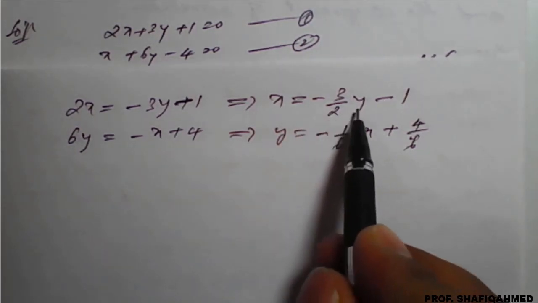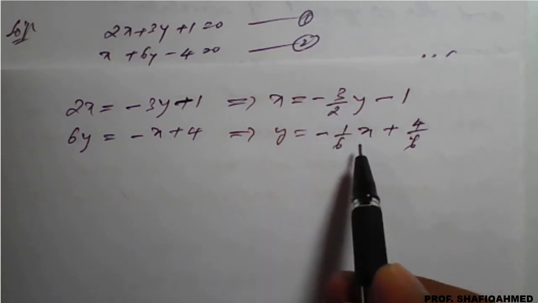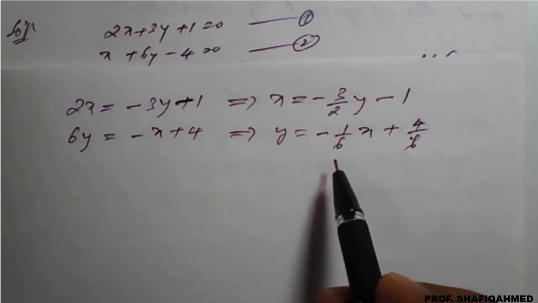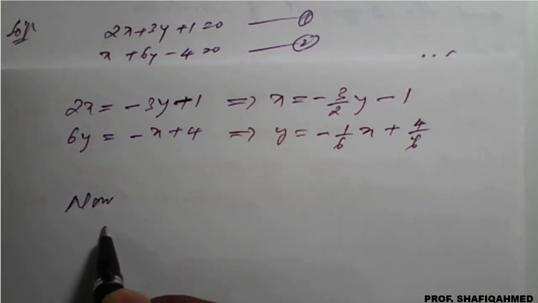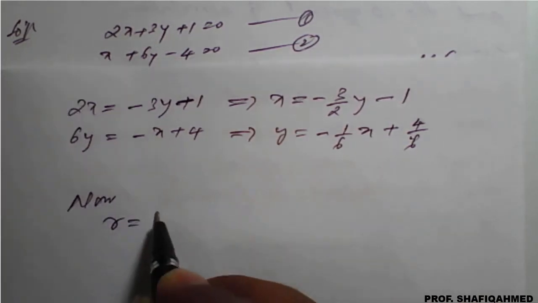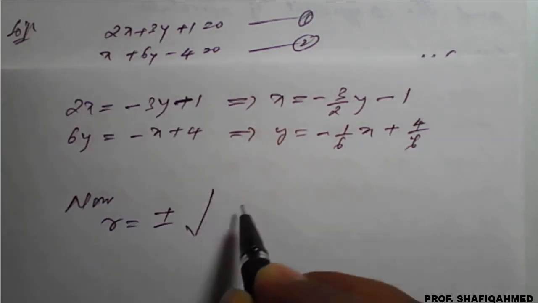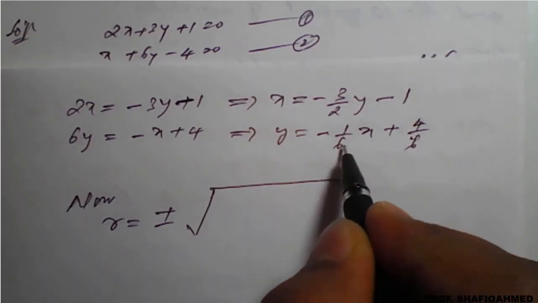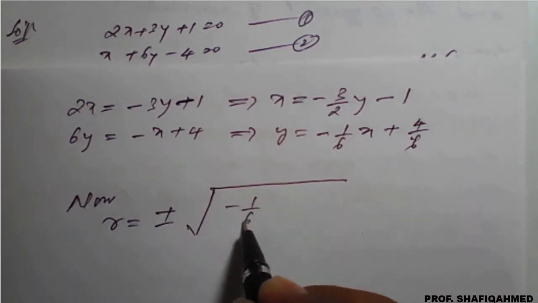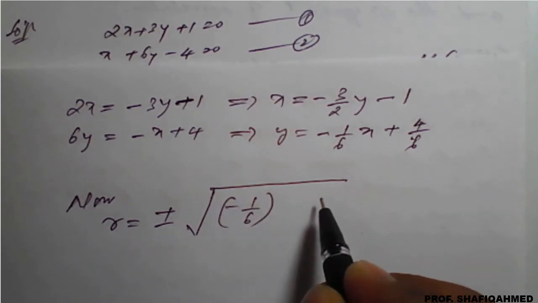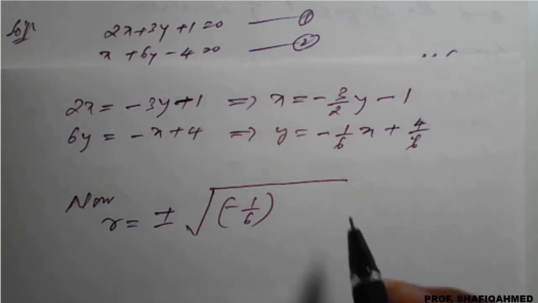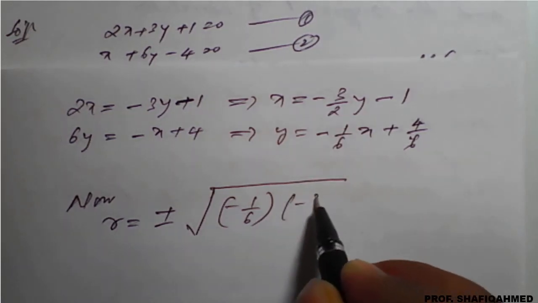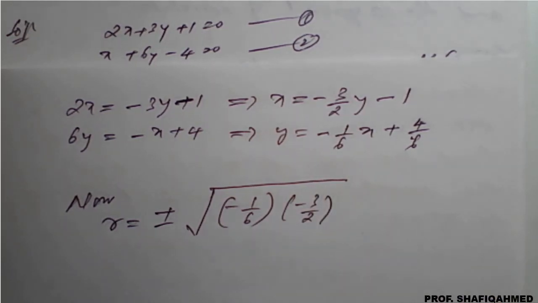So now we'll use the coefficient of y as minus 3 by 2 and the coefficient of x as minus 1 upon 6. So we'll apply in the r value. Therefore r is equal to plus or minus square root of, coefficient of x is minus 1 upon 6 and coefficient of y is minus 3 upon 2. So we'll apply this in the calculator and check now.